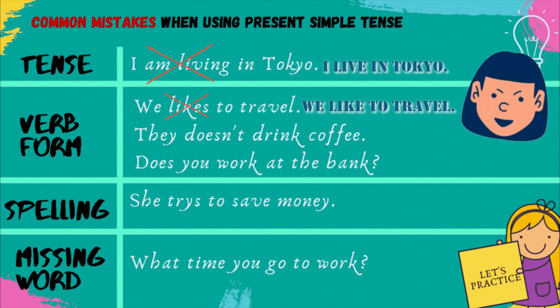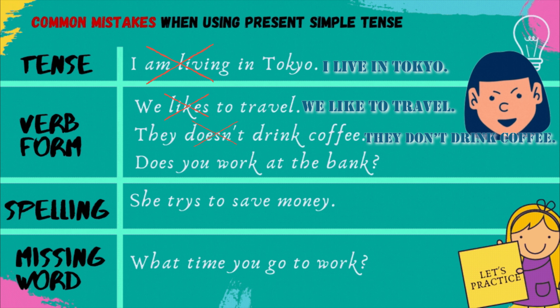Another example, they doesn't drink coffee. Here we have the same mistake in the verb form, but in a negative sentence. They doesn't drink coffee is wrong and you know that. So what should it be? They don't drink coffee. Because the subject is they, we always use the helping word do. Repeat after me. They don't drink coffee.